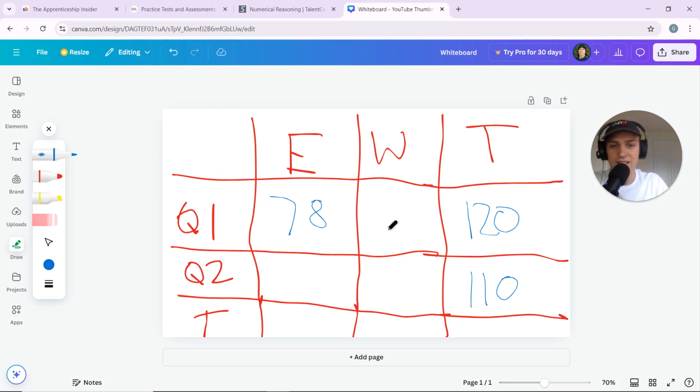Therefore this gap, the West for Q1, must add up. So that plus that equals that. Therefore we know that this is going to be 42.